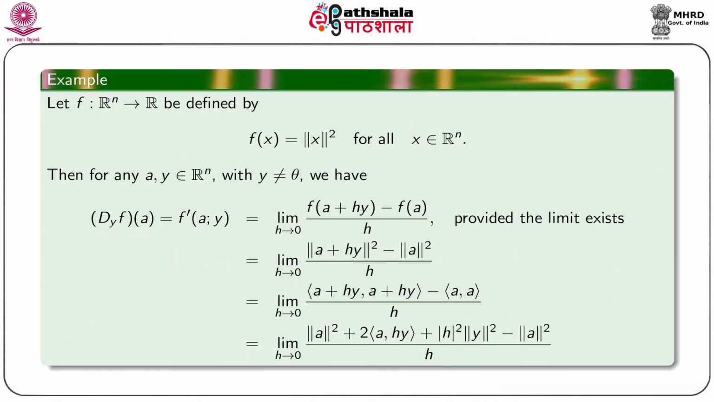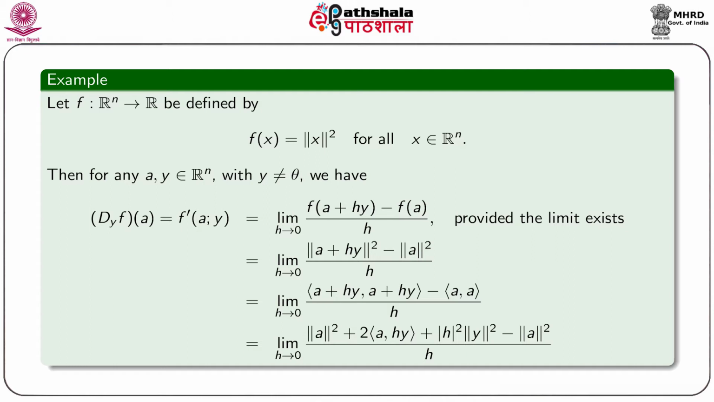We start with an example. In this example, we shall find the directional derivative of a scalar field at a point with the help of the definition. Let f be a scalar field defined on Rn by f(x) equal to norm x square for each x in Rn. We know for every x in Rn, norm x gives us the distance of the vector x from the origin, that is the length of the vector x.